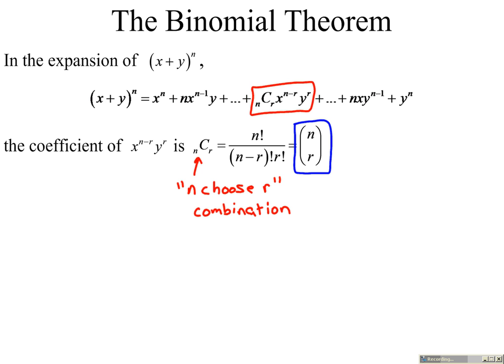That right there gives you the formula for finding any specific term you want in a binomial expansion, and we'll be talking more about that at the end of the lesson today and even more in the second half of the lesson tomorrow.